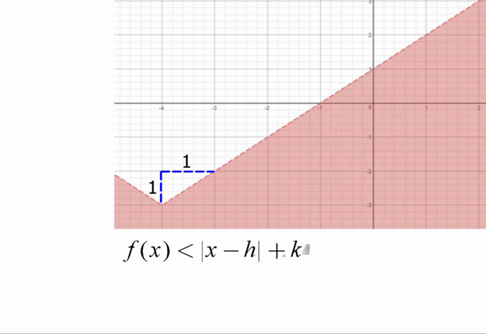And now I need to use my vertex to find H and K. So my vertex is this point, which is at -4. That's H. And -3, that's K. So -4 is going to go in here. And -3 is going to go in here. So that gives me a final inequality of f of x is less than, it's absolute value of x minus -4, which is x plus 4, minus 3. So that's our inequality from this graph.